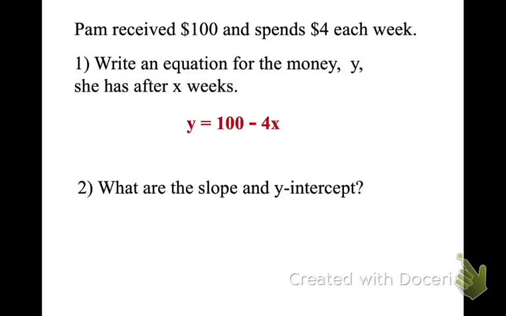Okay, so hopefully you realize that weeks are changing. We're starting with the 100, so y equals negative 4x plus that starting point of 100. So she's spending, so it's minus. Now, what are the slope? The slope is negative 4 over 1, and the y-intercept is 100. Okay?